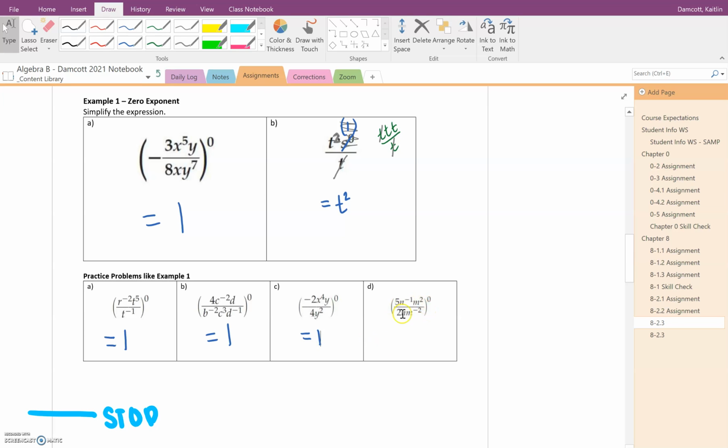Same idea for the last one. This whole thing on the inside of the parentheses is raised to the 0 power. We're going to get an answer of 1. So anytime you raise something to the 0 power, you end up with 1. In example 1b, they only raised the s to the 0 power, so that's the only thing that we could turn into a 1. That's why we were left over with the t's and we had to do some simplifying. But remember, always, when you raise something to the 0 power, your answer is going to be 1.